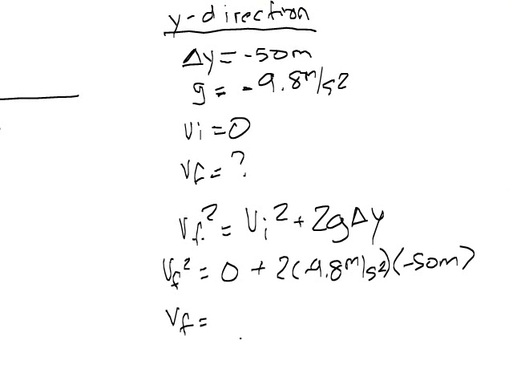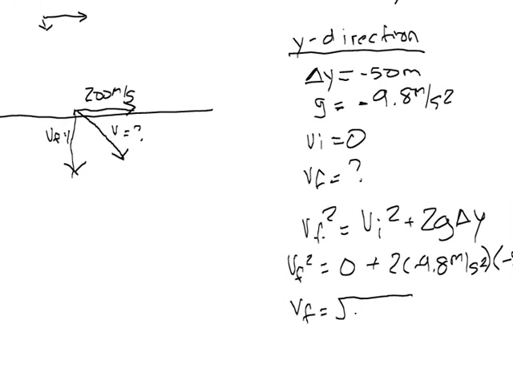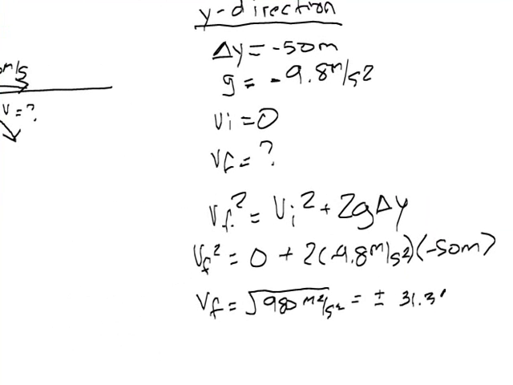Vf is going to be equal to the square root of 980 meters squared over seconds squared. This will give us either plus or minus the square root, 31.3 meters per second. Since we are moving down, the final y velocity is negative 31.3 meters per second.